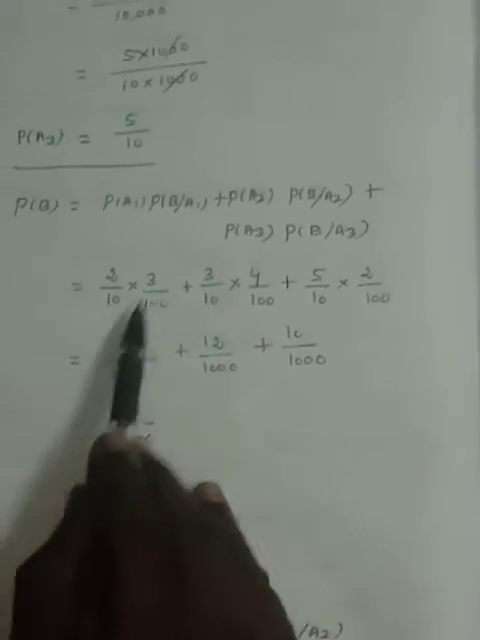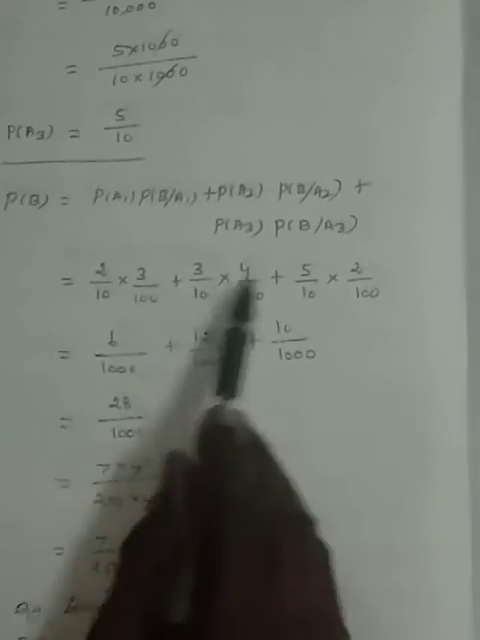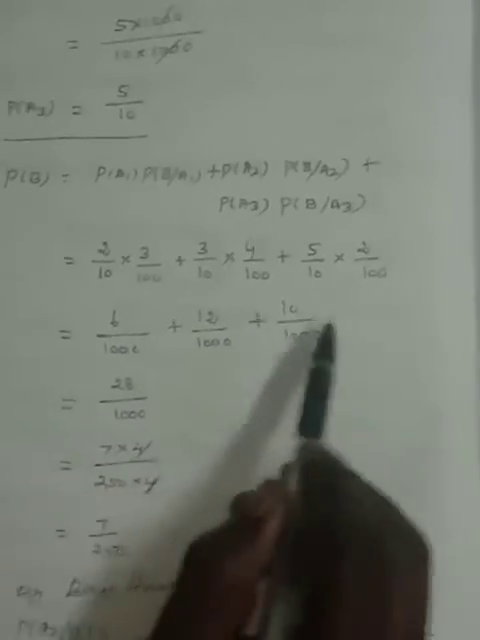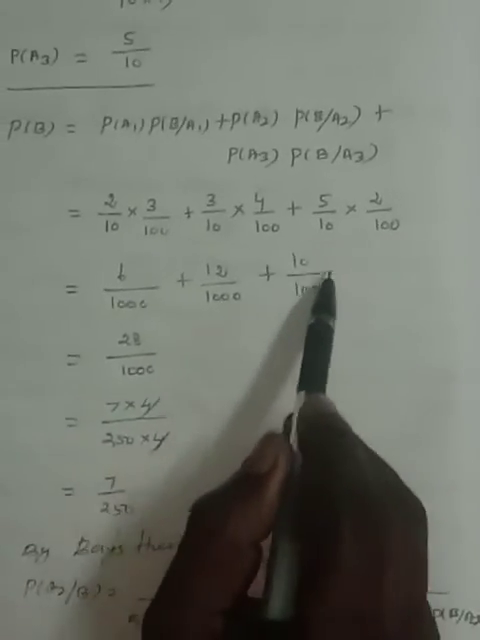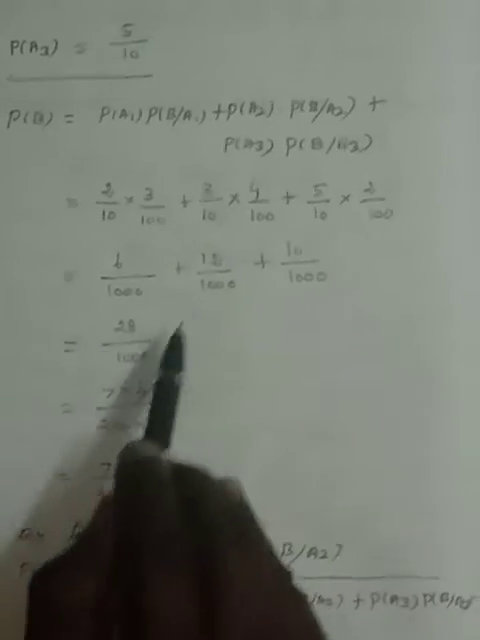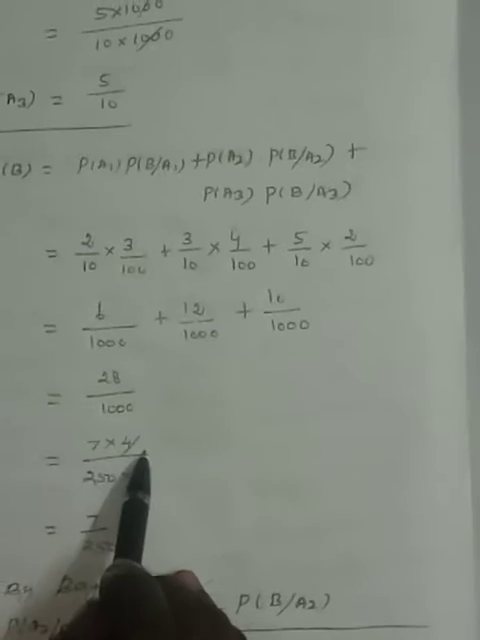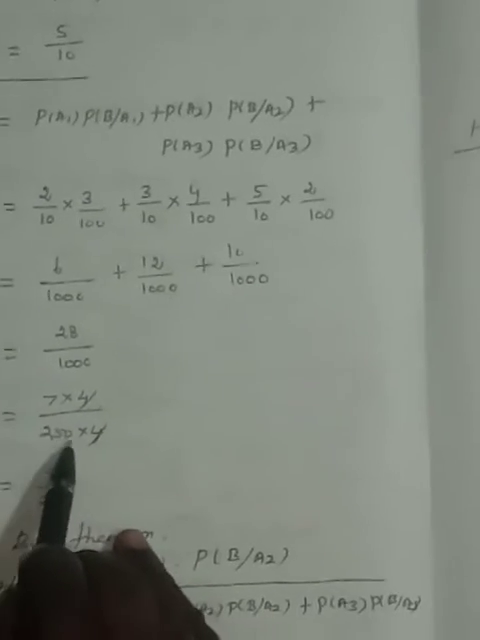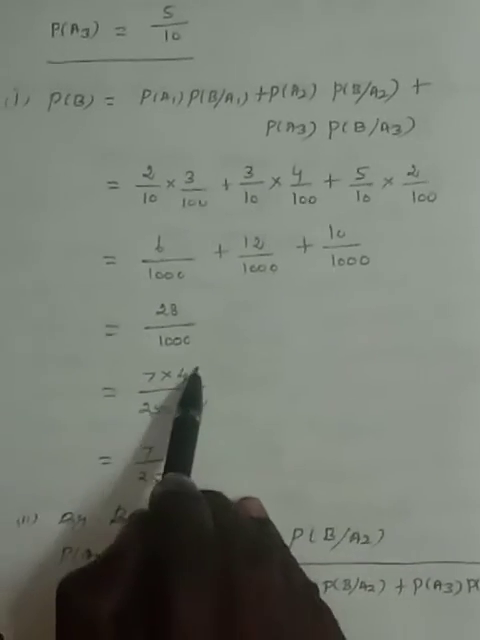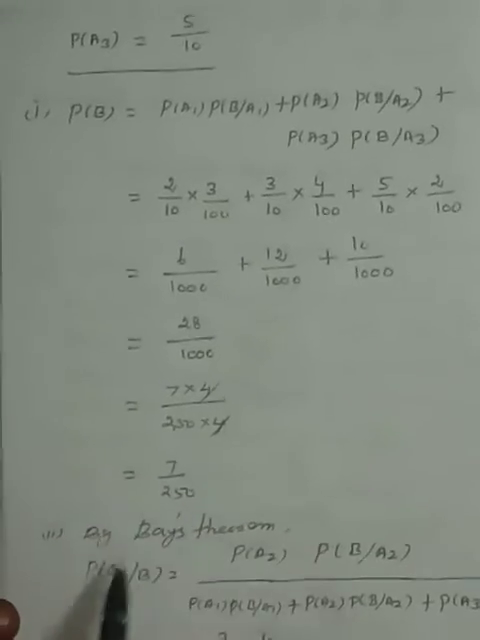Now the first term product gives 6 by 1000, the second term product gives 12 by 1000, the third term product gives 10 by 1000, is equal to 28 divided by 1000. Now 7 4s are 28. Denominator 250 into 4. 4 and 4 cancelled, we get 7 divided by 250.